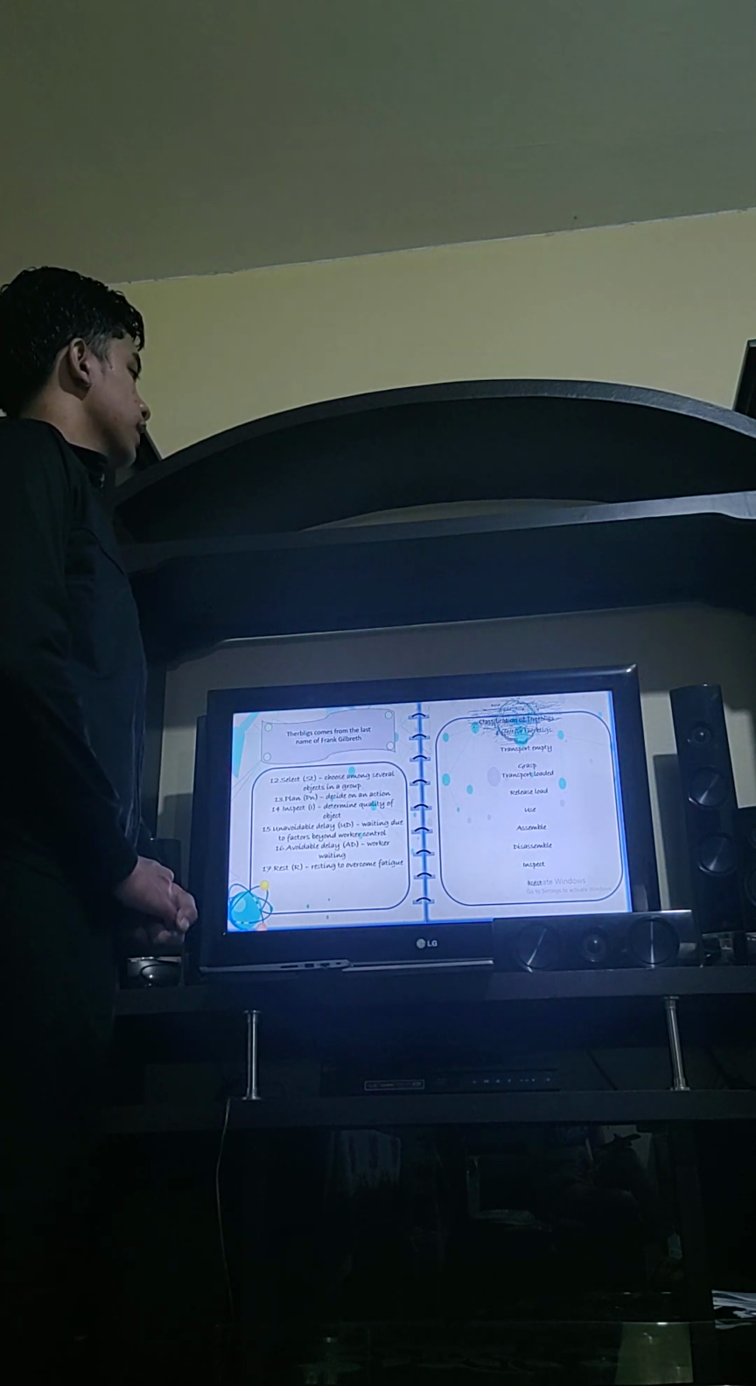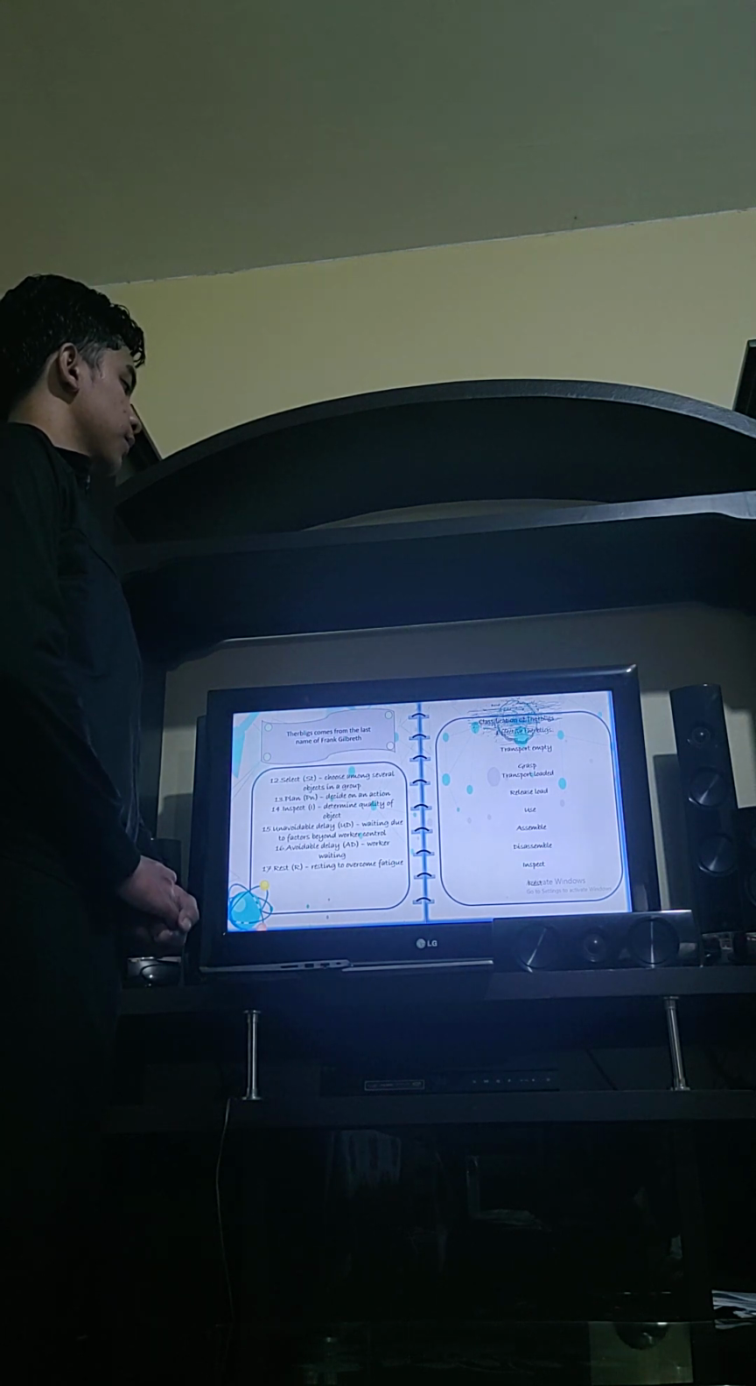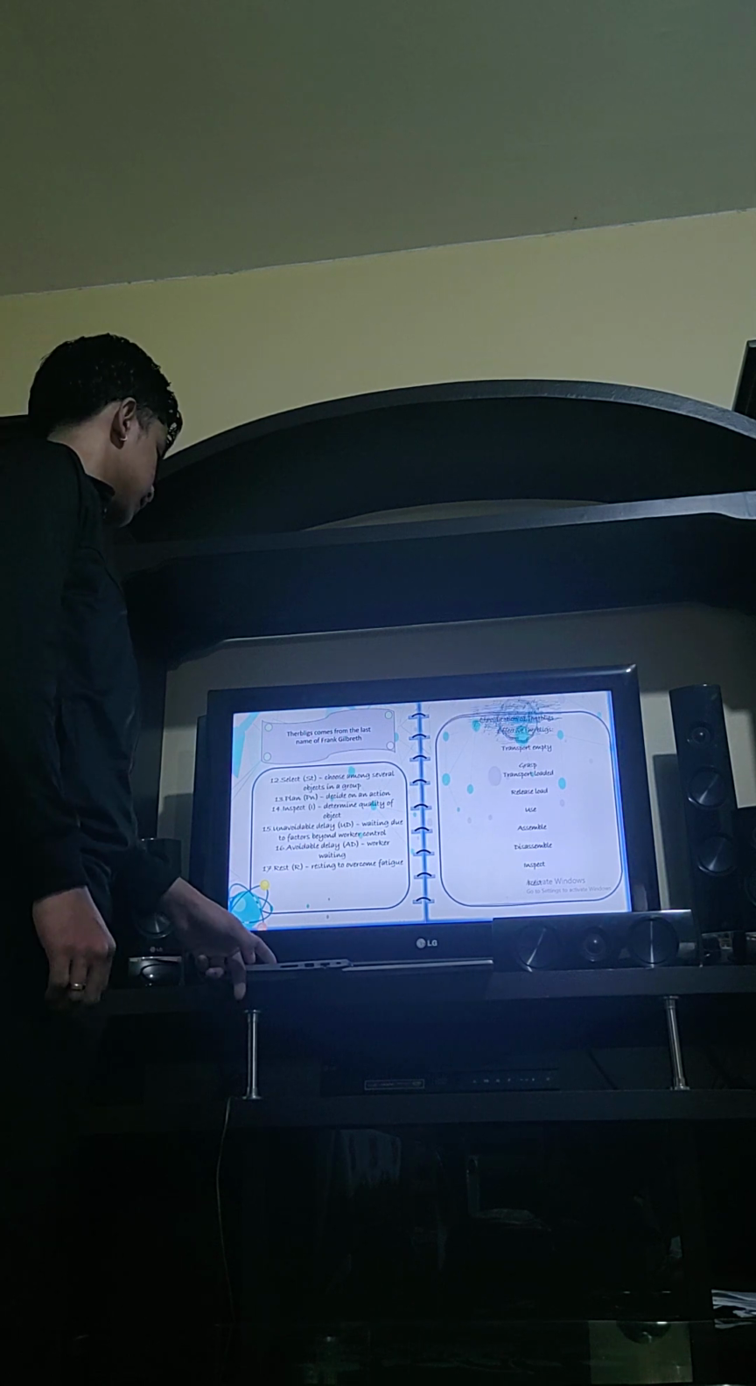And the classification of therbligs. Effective therbligs: transport empty, grasp, transport loaded, release load, use, assemble, disassemble, and inspect.